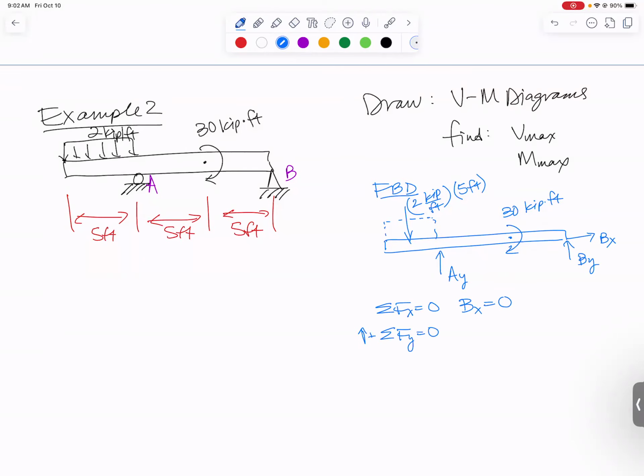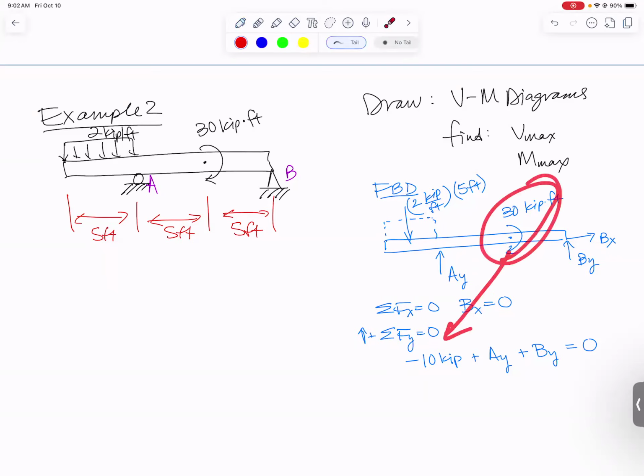Downward from the distributed load, I've got 10 kips. Upwards, I've got AY, and also upwards, I've got BY. They all have to add to 0. Remember, you never include a couple in your force equation because a couple moment is caused by a pair of equal and opposite forces a distance away. So if you tried to add them, you're adding plus minus the exact same force. You should have nothing in your force equation.